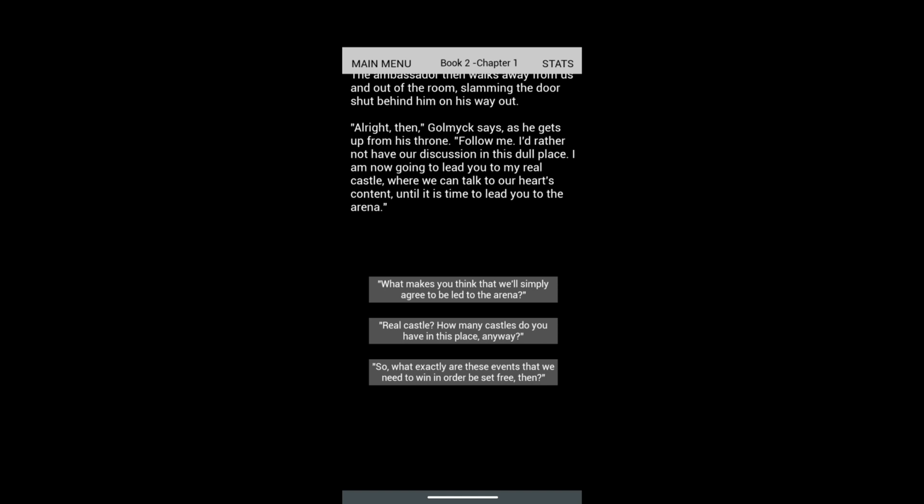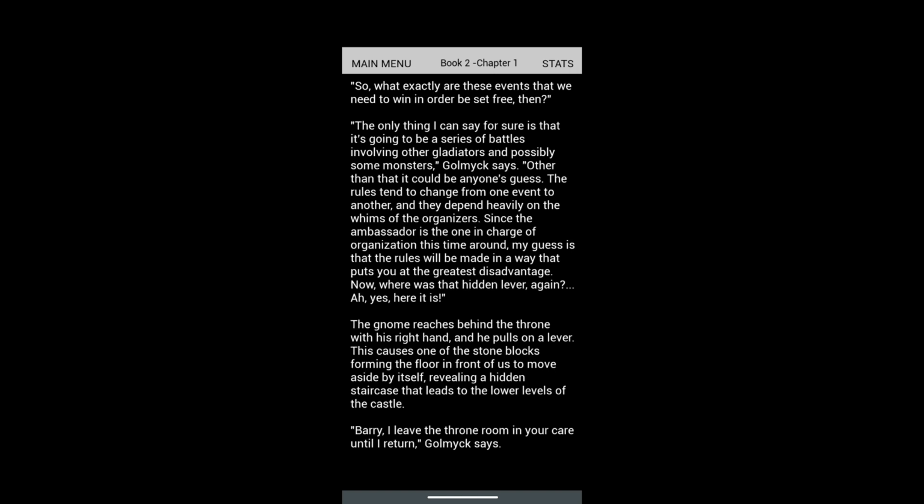So what exactly are these events that we need to win in order to be set free then? I don't remember what I chose, so I'll just read it a little bit. The only thing I can say, because most of these are like one paragraph that is different and everything else is the same. The only thing I can say for sure is that it's going to be a series of battles involving other gladiators and possibly some monsters, Golemak says, and other than that, it could be anyone's guess. The rules tend to change from one event to another and they depend heavily on the whims of the organizer. Since the ambassador is the one in charge of the organization this time around, my guess is the rules will be made in a way that puts you at a great disadvantage. Now, where was the hidden lever again?